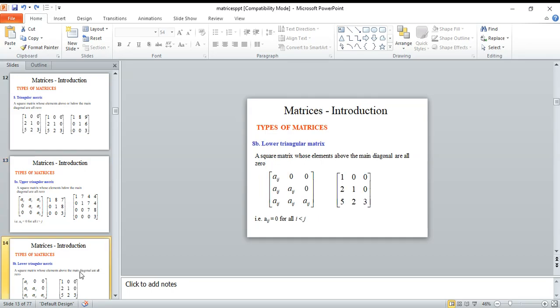Similarly, the lower triangular matrix. In a lower triangular matrix, a square matrix whose elements above the main diagonal are zeros, the elements above the diagonal are zeros. This matrix is called a lower triangular matrix.